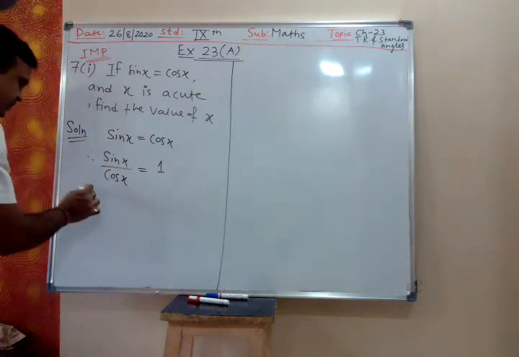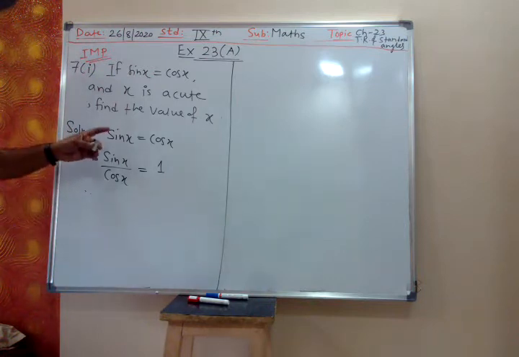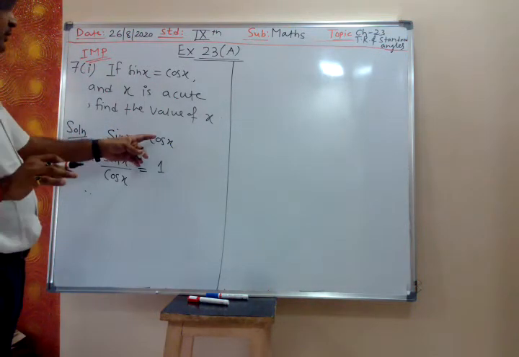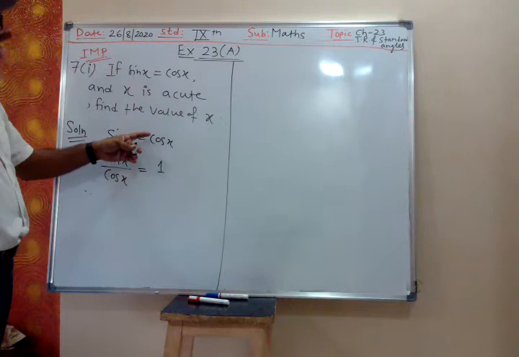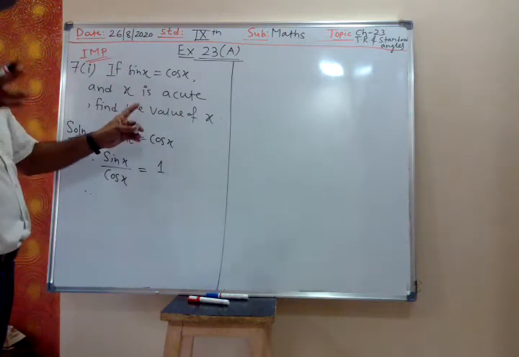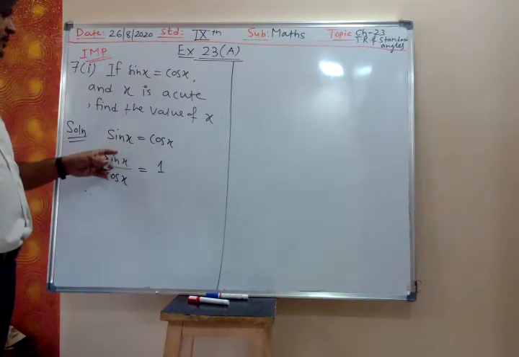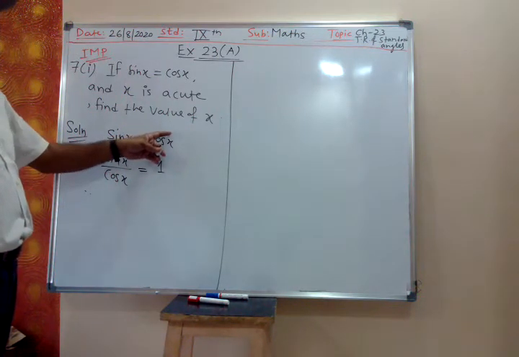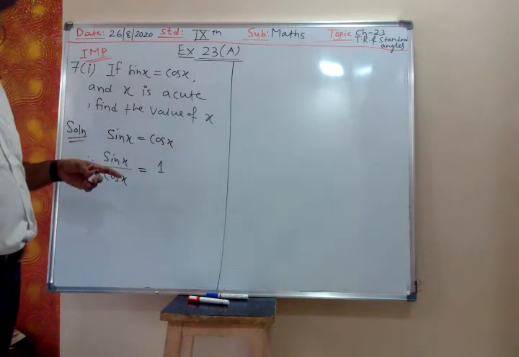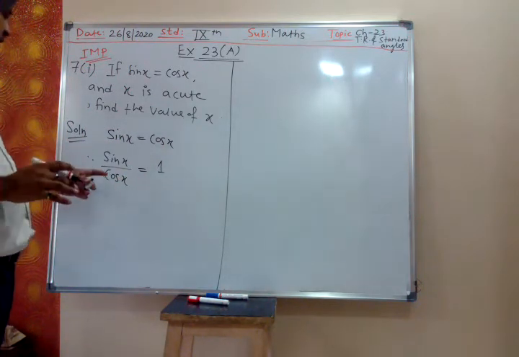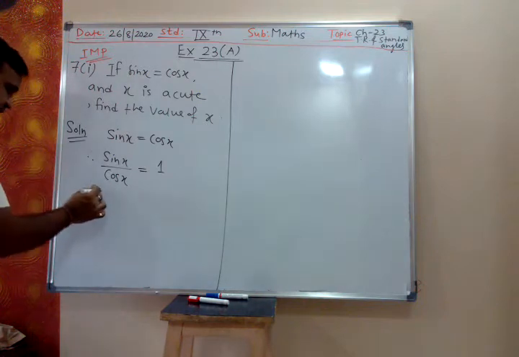Sin x, no, it will not be zero. See here, it will not be zero. When we are dividing, then 1 is left. When we are subtracting, then 0 is left. Just remember, I am dividing by cos x, so 1 will be left in place of that. Sin x upon cos x is tan x.